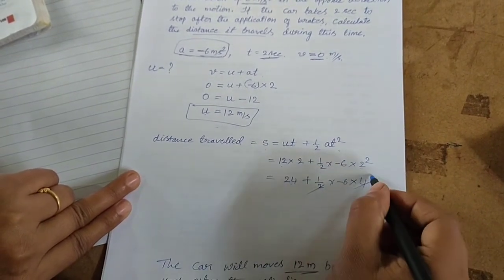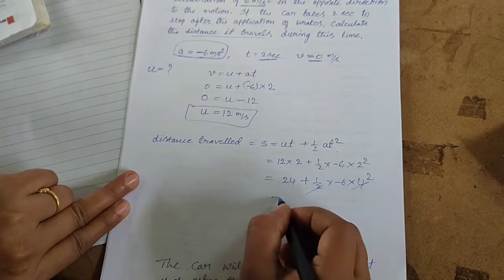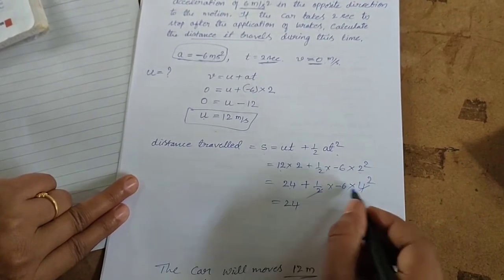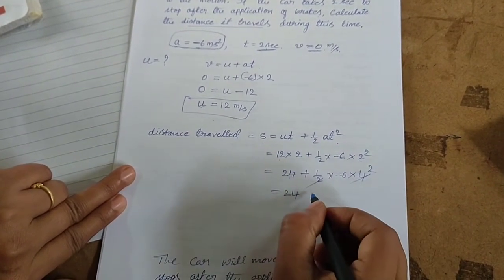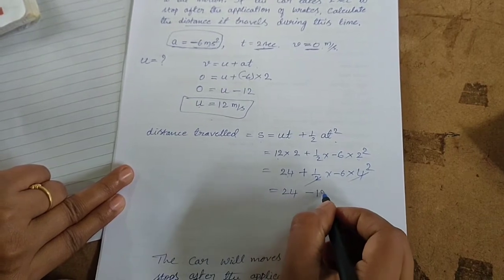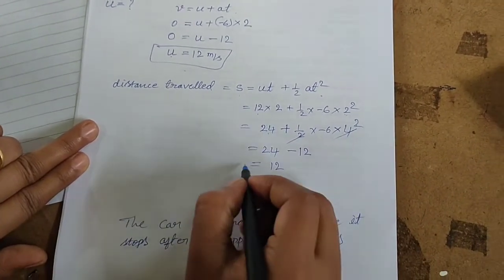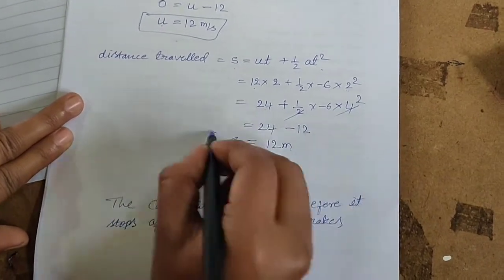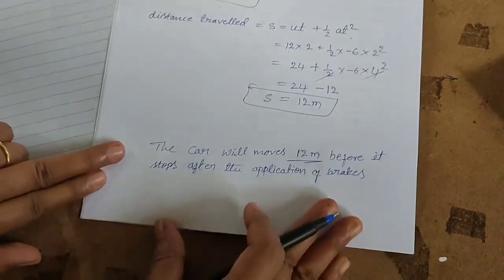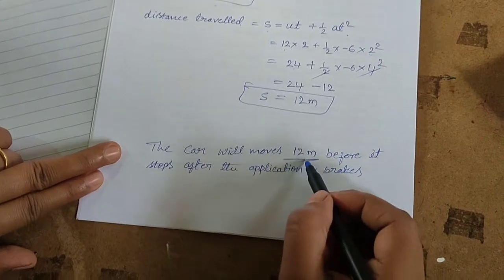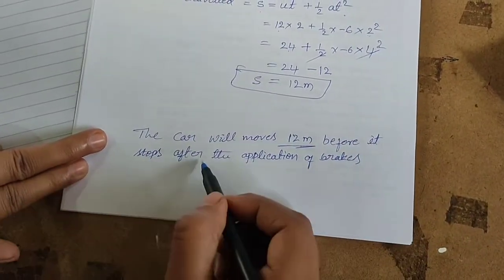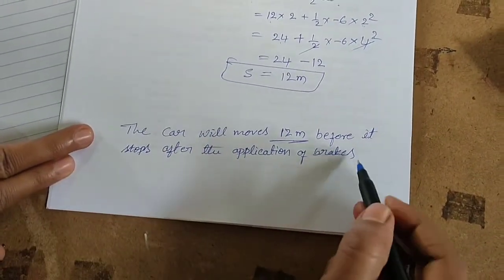So now we can cancel. 2 2s are 4. So 24. Here, minus 6 into 2 is minus 12. So 24 minus 12 is 12. So the distance travelled is what? 12 meter. Students, the car will move 12 meter before it stops after the application of brakes.